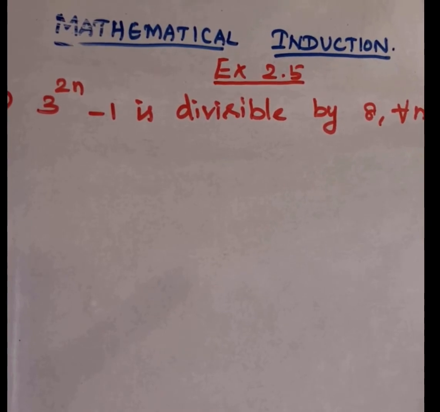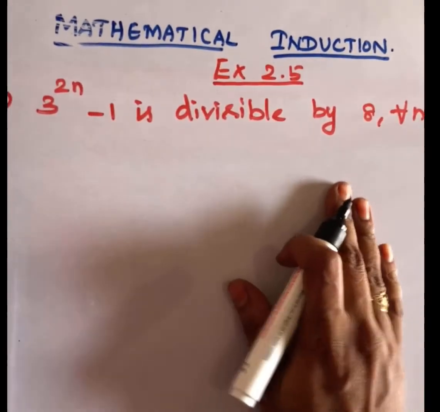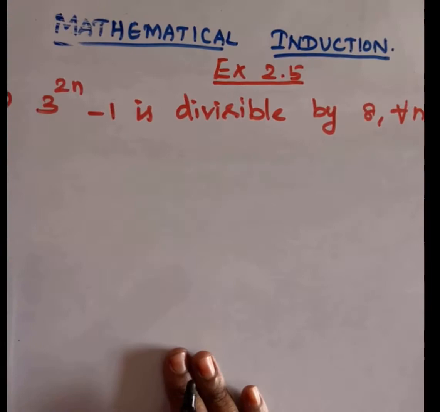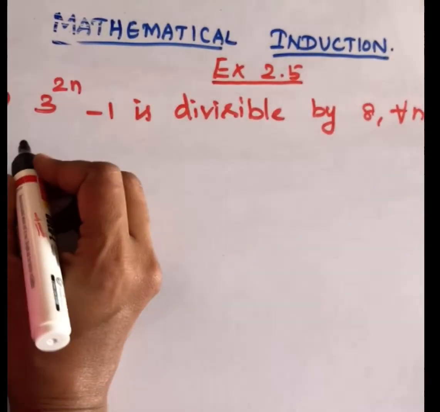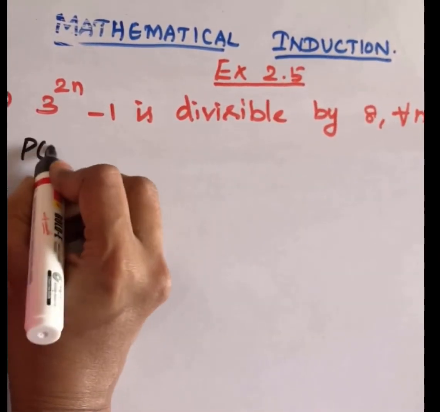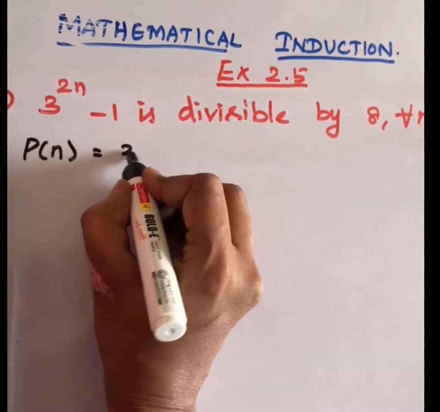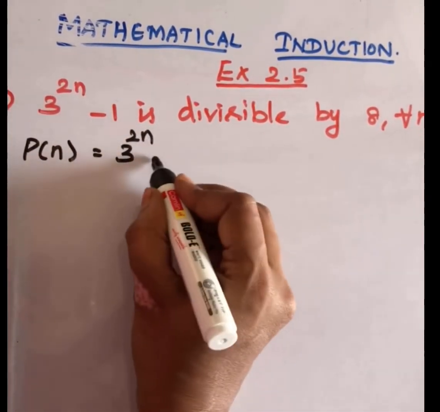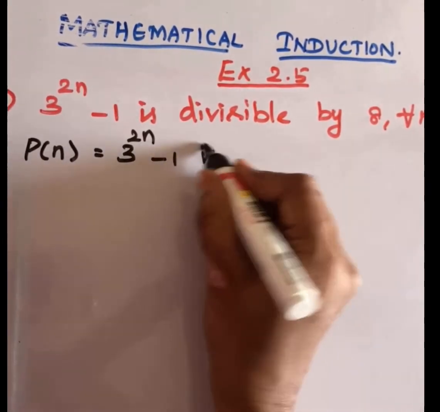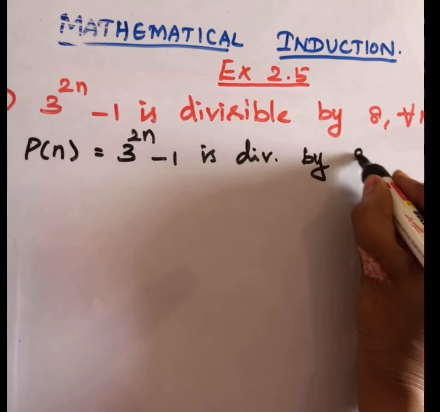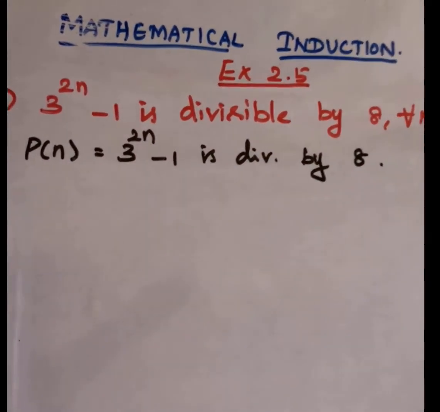So, the fifth problem: 3 power 2n minus 1 is divisible by 8. We have to prove this statement with the help of mathematical induction. First, what do we have to do? First, define our P of n. What is our P of n? 3 power 2n minus 1 is divisible by 8. It is our P of n.